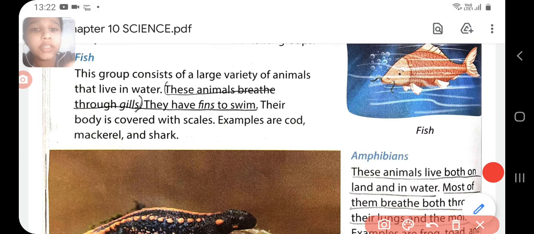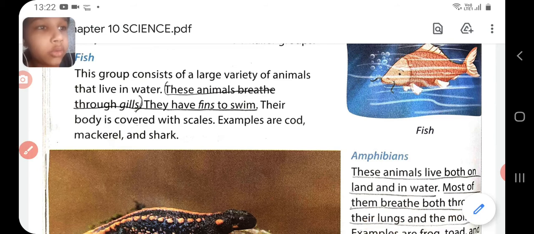They have their gills here. Something like here they have the gills and they breathe from there. In their neck, inside of their neck, on the side of their neck. Okay, now next one is fins. What are fins? Fins help them to swim.